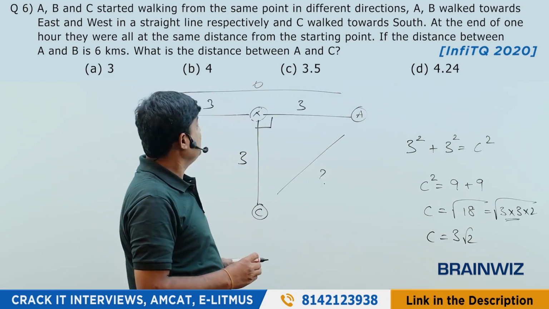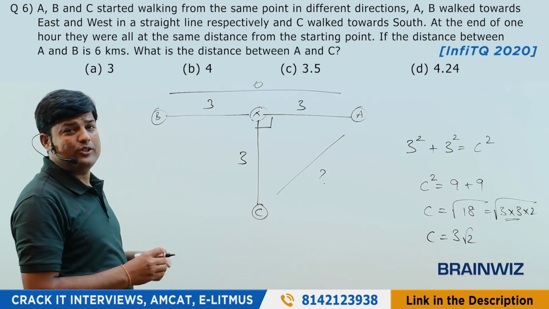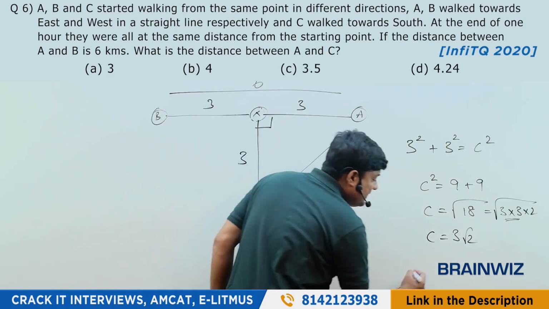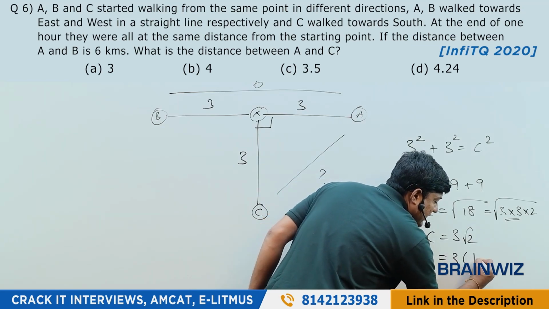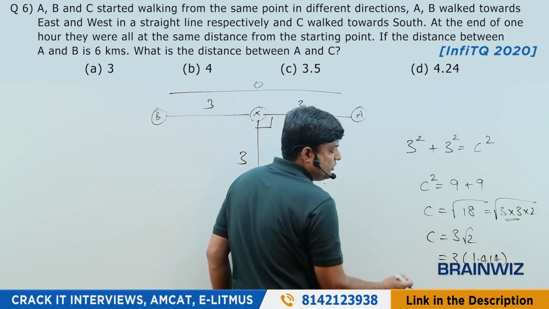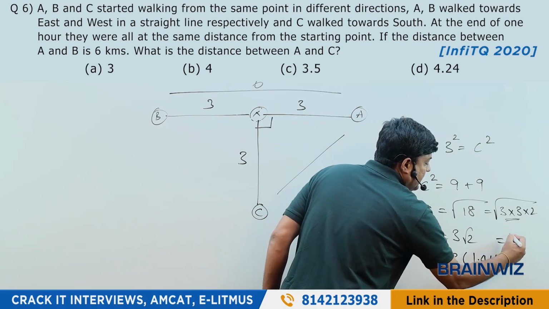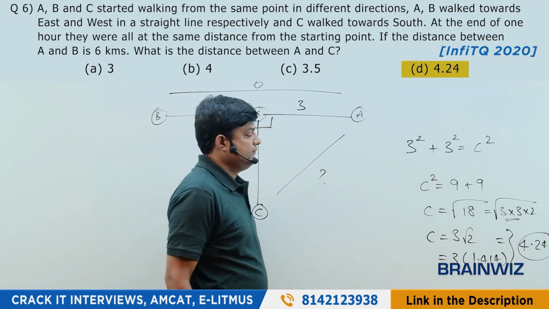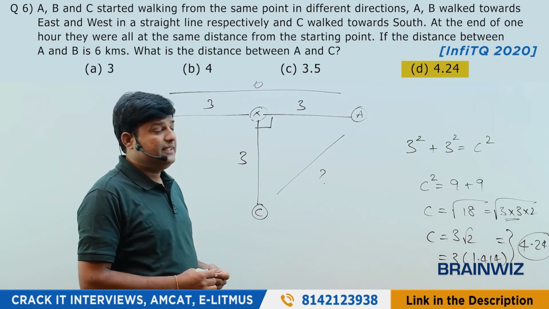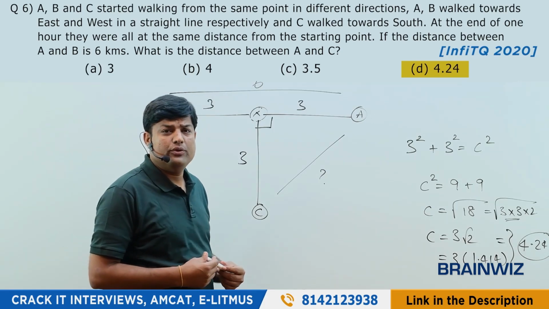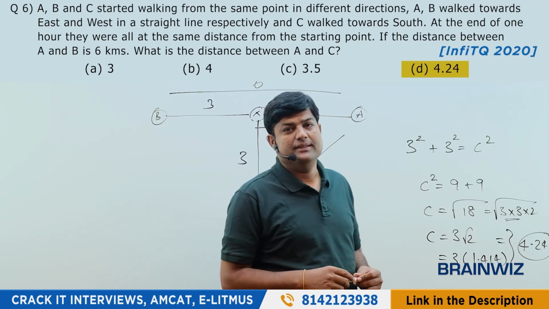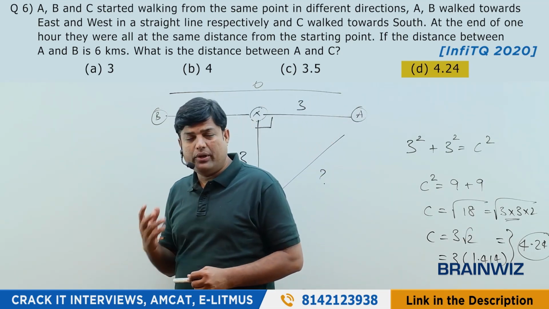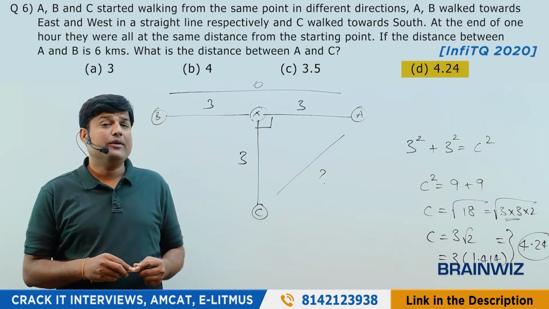Let me see the options. Yes, in the options it's not showing anything under root. So let's try to multiply this root 2 value. Students, I believe you all know that root 2 value is 1.414. So 3 into 1.414 is 4.24. I think you can see the option 4.24. The option D is the perfect answer. So with the help of this, I have told you 2 models of direction sense. Hope you have understood this.